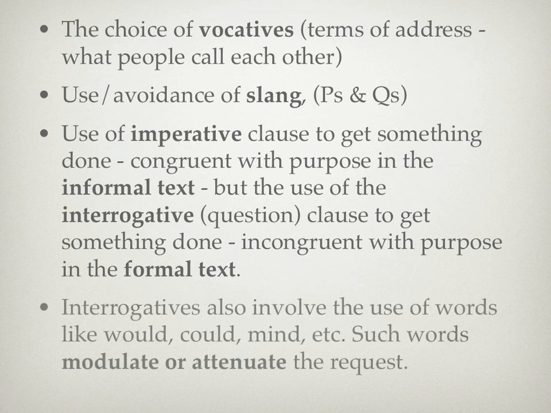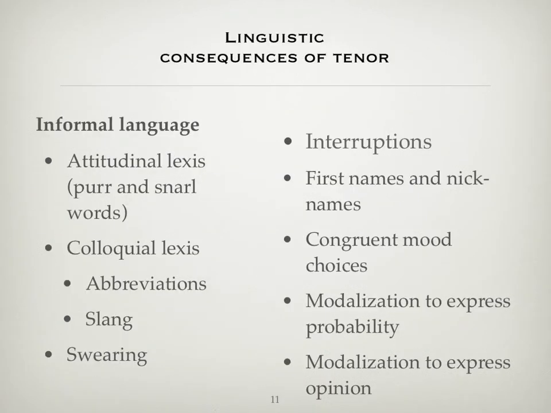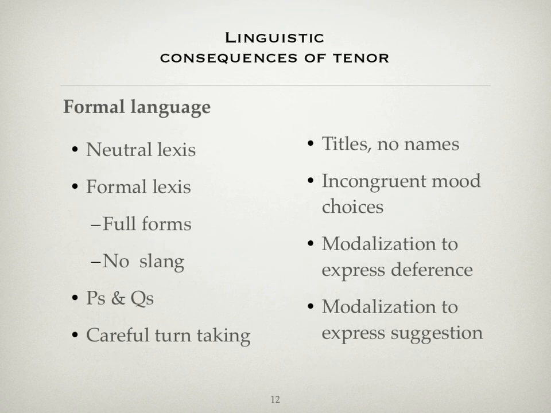Alright, let's keep going. Interrogatives also involve the use of words like would, could, mind, and these words modulate or attenuate the request. Could that heavy chair be moved, I wonder? Really means, help me move that chair. So here's a summary of some linguistic consequences of a text when the tenor aspect of the register is informal. And here are characteristics of formal register texts.